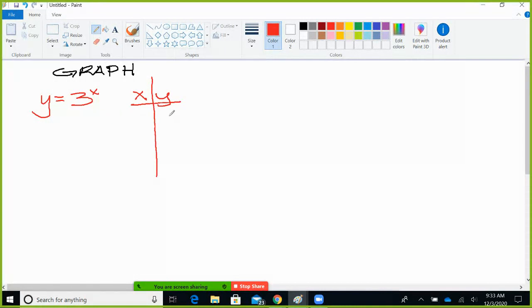Now I cheated on that vertical line that was drawn with my finger, not with the pencil. So if I say x is -2, then I have 3 to the -2. Well, we just did it. 3 to the -2 is 1 over 3 squared. So it's 1/9. So -2 is 1/9.